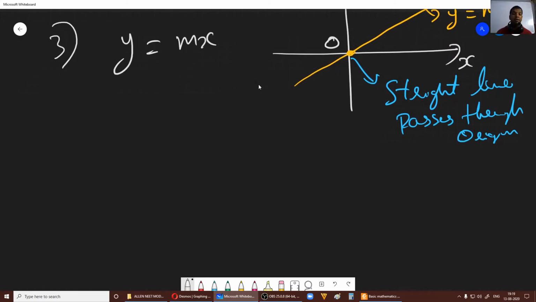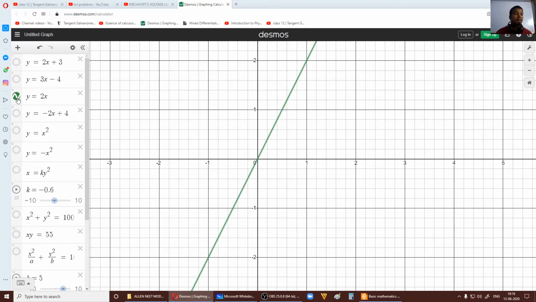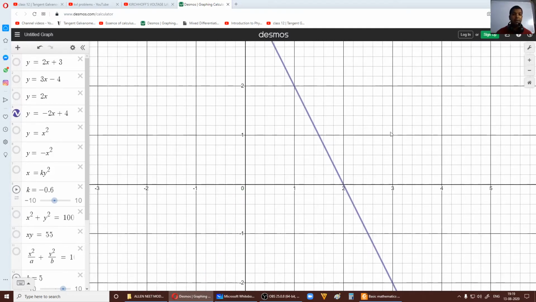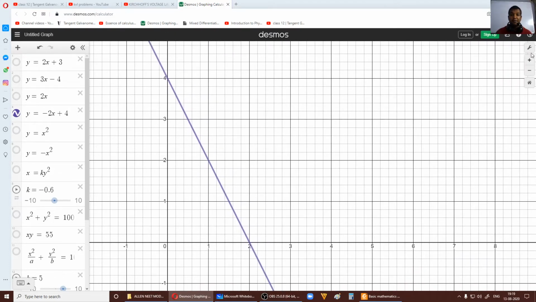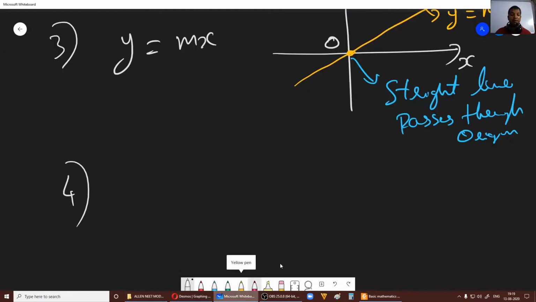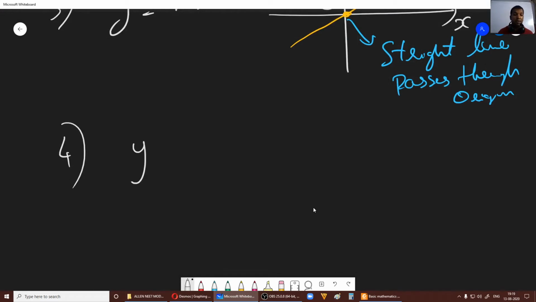Now let us look at the fourth one, y is equal to minus 2x plus 4. Here you can notice the angle made by the line with the positive x-axis turns out to be negative, so the slope is actually negative. You can see that there, minus 2x. So you can write y is equal to minus mx plus c.